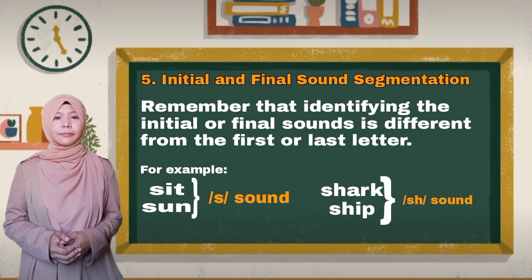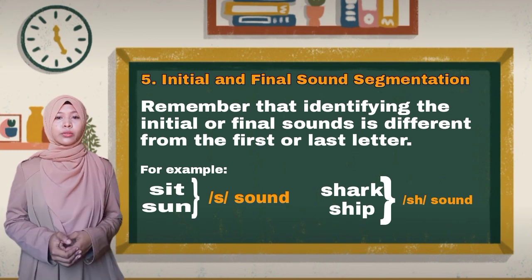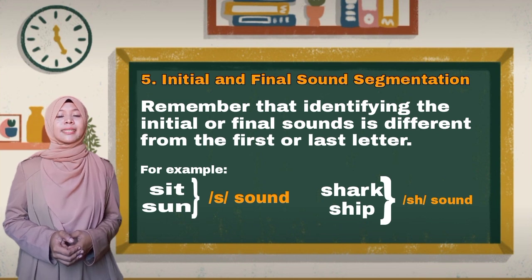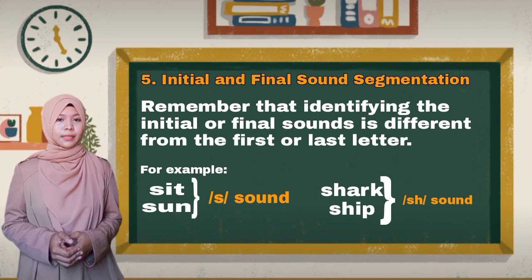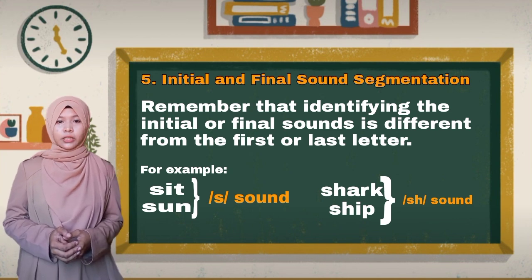Remember that identifying the initial or final sounds is different from the first or last letter. For example, students would need to identify the initial sounds in these words as S and Sh respectively: sit, shark, sun, ship. And those are the first five phonological awareness skills that are very important for children to learn.